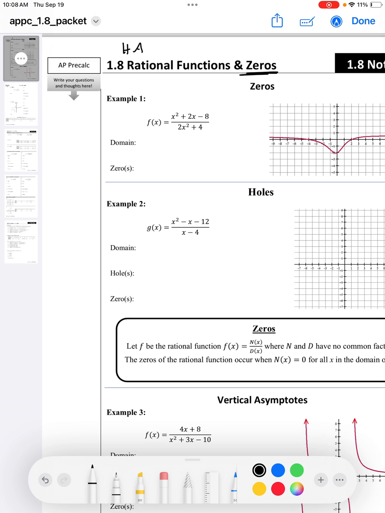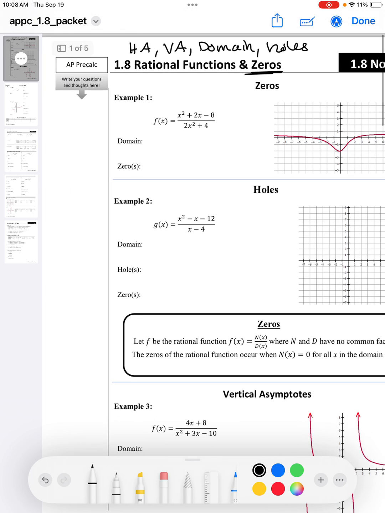So just to recap, so far we've done horizontal asymptotes, vertical asymptotes, we've done domain and holes. So last thing we have to do is zeros. Okay, so how you do it is, I'll give you the little steps right here. Basically, you factor top and bottom, right? Numerator and denominator, because you want to make sure you are looking at everything, because that's how we check for vertical asymptotes, it's how we check for holes, right?